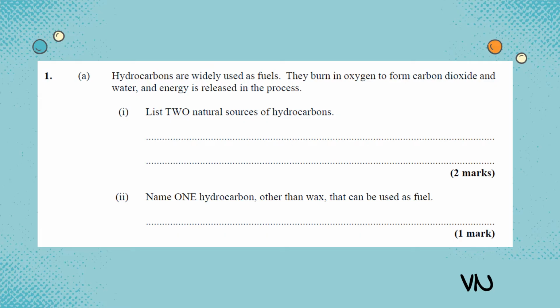Question 1, which is on the topic Organic Chemistry, first of all mentions that hydrocarbons are widely used as fuels. They burn in oxygen to form carbon dioxide and water. Also, energy is released in the process. You're asked firstly, for 2 marks, to list 2 natural sources of hydrocarbons and also name 1 hydrocarbon other than wax that can be used as fuel.